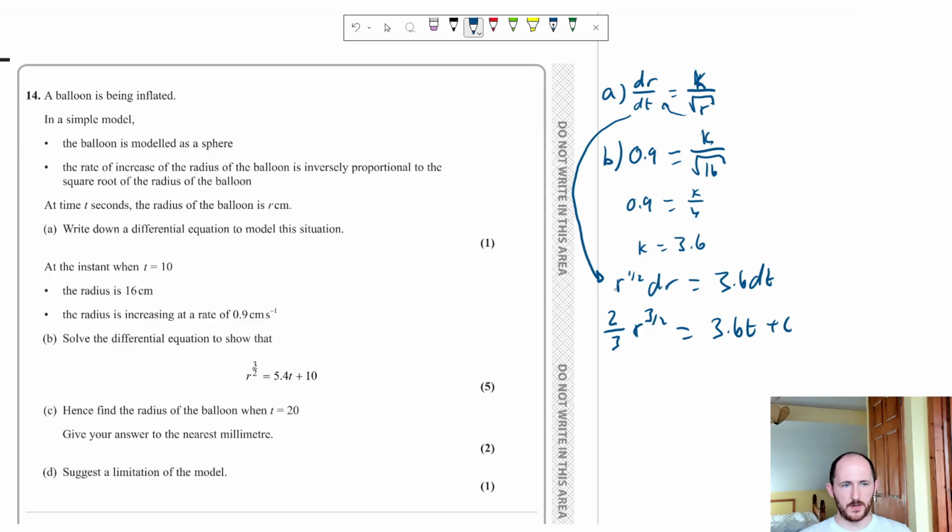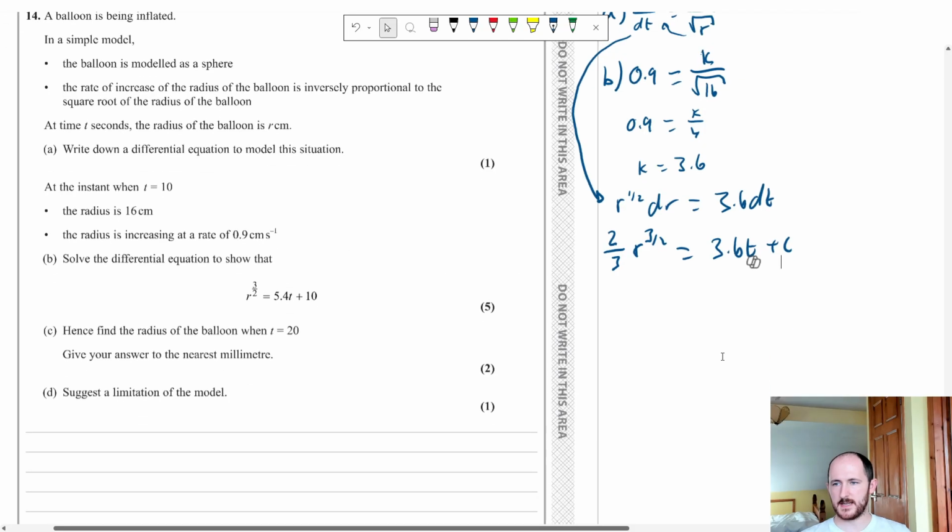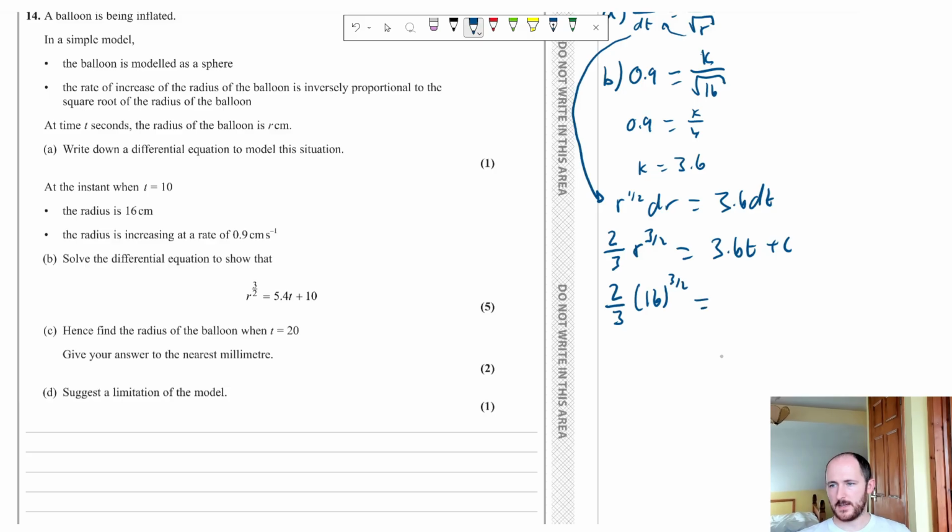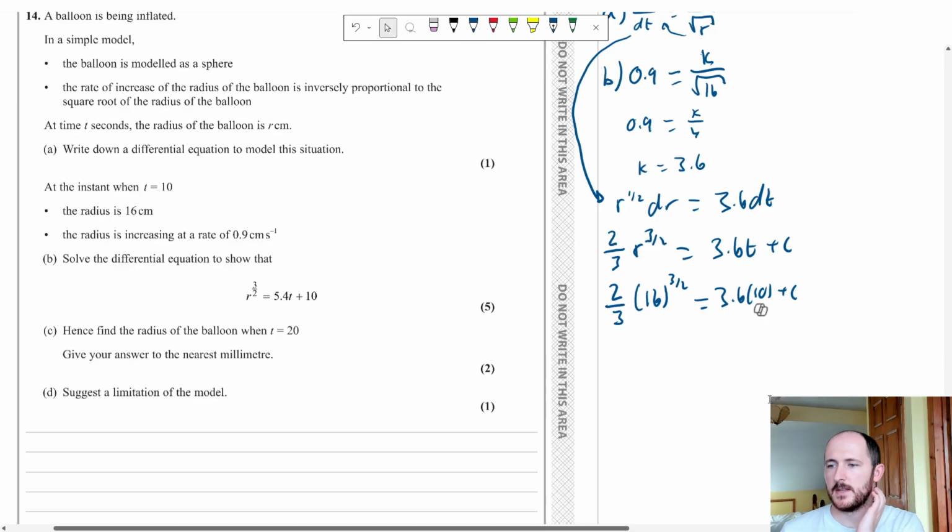And wonderful. So from that we can still use this information to work out the plus c. When t equals 10, r is 16. So we have 2 over 3 times 16 to the 3 over 2 equals 3.6 times 10 plus c. So 16 square root is 4, 4 cubed is 64. 128 divided by 3. I don't think you can do 128 divided by 3. You know what, why am I doing it in my head? Let's just use a calculator.